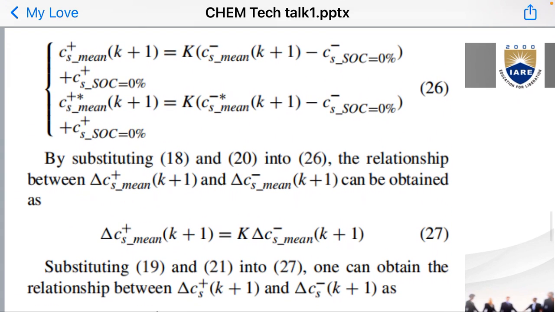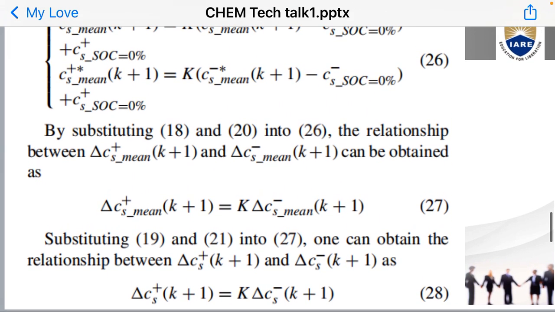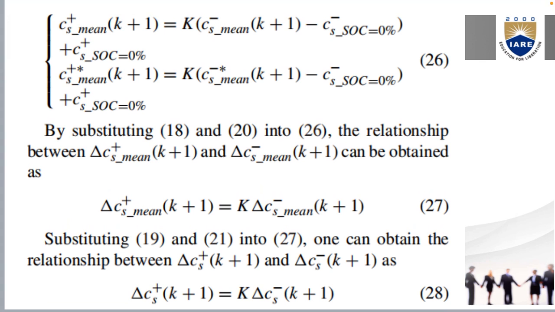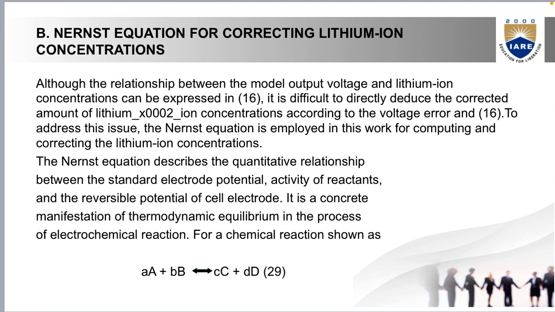following. By substituting 8 and 20 into 26, the relationship between these two can be obtained as Δcs k plus 1 is equal to k of Δcs mean k plus 1. By substituting equation 19 and 21 into 27, the relationship between Δcs plus k plus 1 and Δcs minus k plus 1 can be obtained. B. Nernst equation for the correction of lithium ion concentrations.